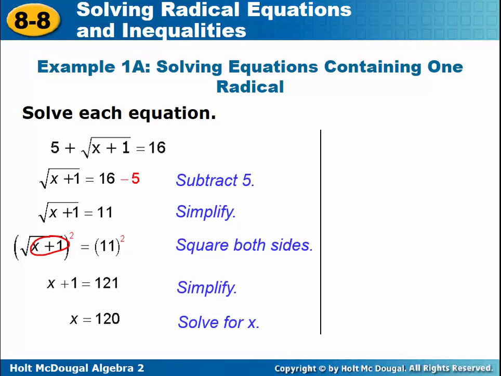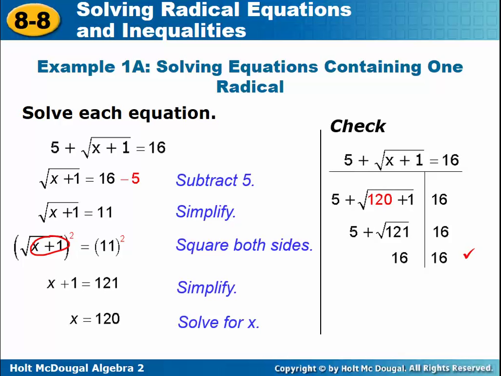Now I told you should check your work. You can just check it on the side or on scratch paper. They should go pretty quick. You put 120 in for x, and you get 121. The square root of 121 is 11. 5 plus 11 is 16, which is what we had on the other side. So it works, so your answer is good. 120 is the answer.